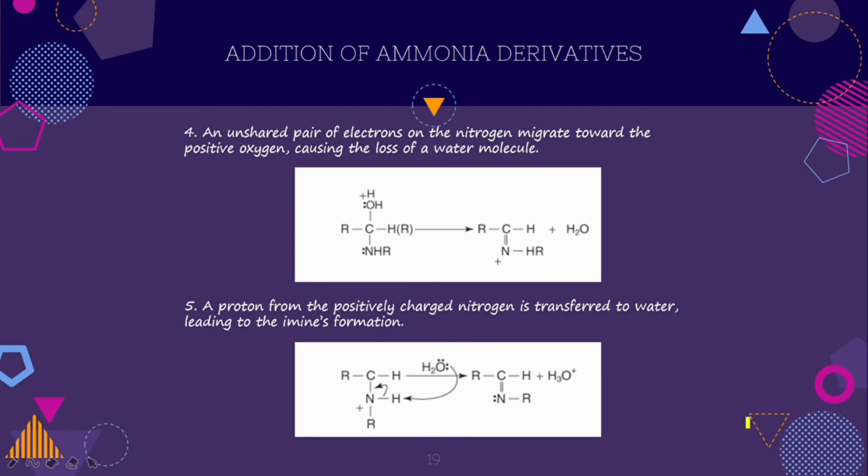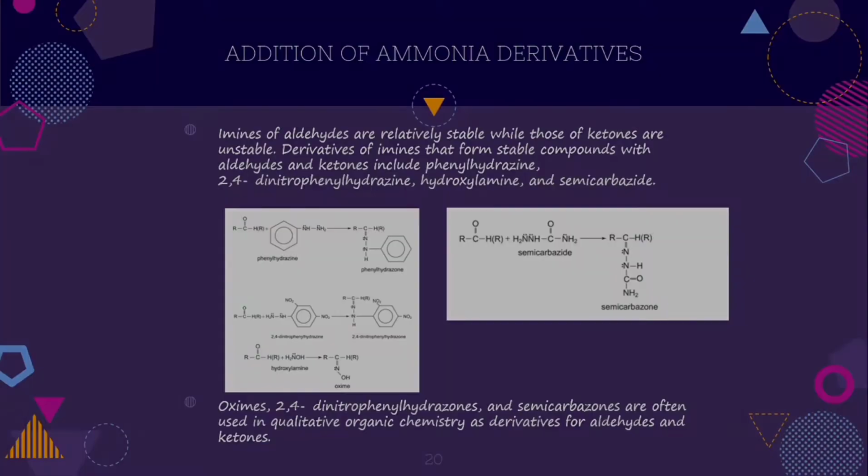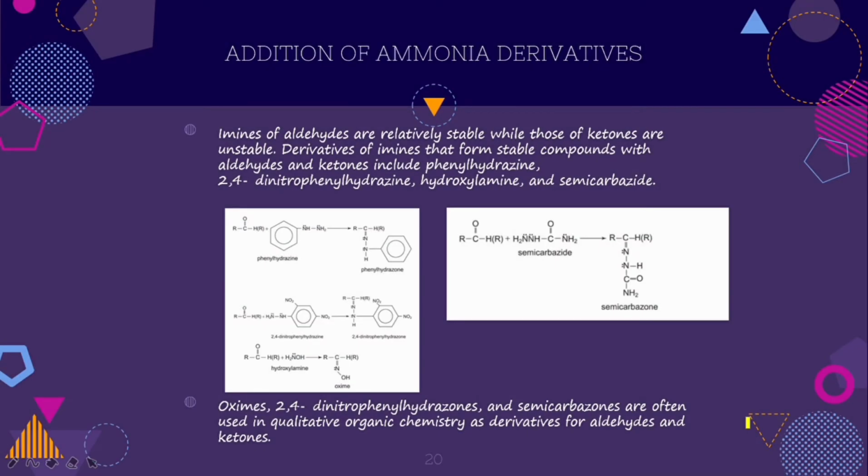Fourth, an unshared pair of electrons on the nitrogen migrate toward a positive oxygen, causing the loss of a water molecule. Fifth, a proton from the positively charged nitrogen is transferred to water, leading to the imine's formation. Imines of aldehydes are relatively stable, while those of ketones are unstable.